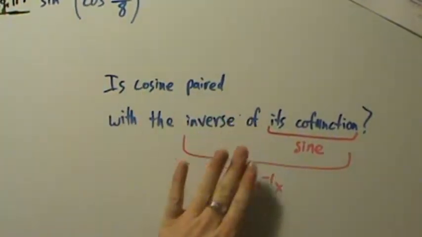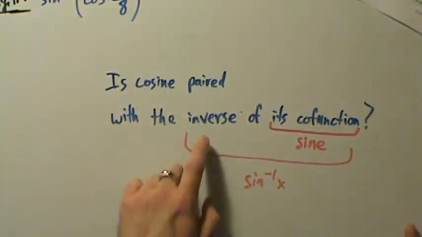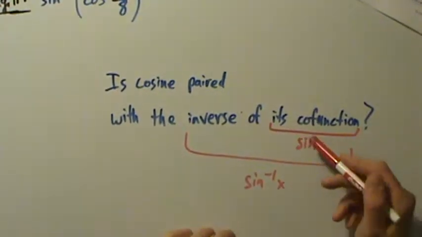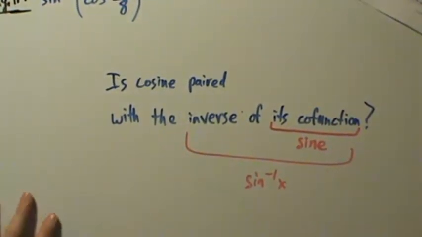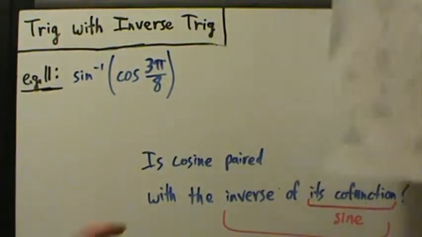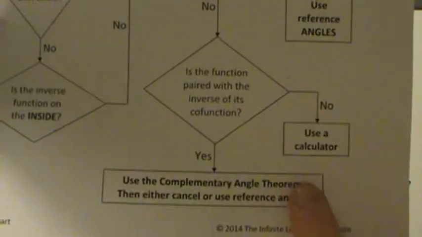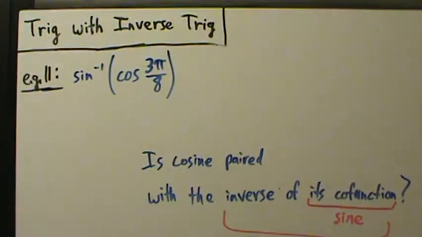If you just think of it like this, it won't be too confusing. Is cosine paired with the inverse of its cofunction? Its cofunction is sine. The inverse of sine is inverse sine. That's it. And yes, the function is paired with the inverse of its cofunction. So then we use the complementary angle theorem, and then after that we can either cancel or use reference angles.